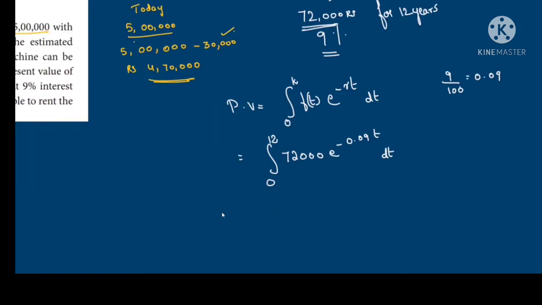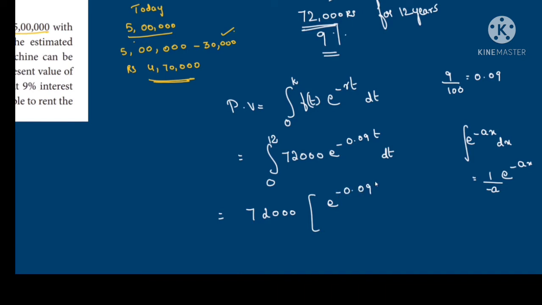Let's integrate this. 72,000. What is the integration of e power minus ax? The coefficient of x is minus a, so you have to divide. So this is e power minus 0.09t divided by, so you will get minus 1 by 0.09. The constant, take it and divide. And the limit is 0 to 12.